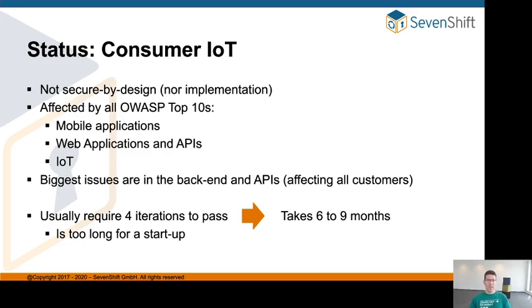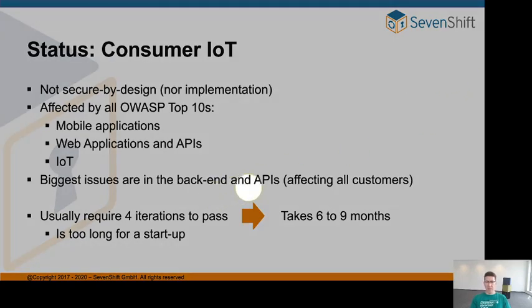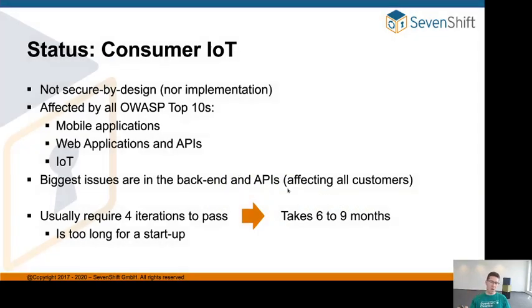So, summing this up for consumer IoT, most of them are not secured by design or implementation. They are riddled with OWASP top 10 issues in the mobile, web and APIs in IoT. Like I said, the biggest issues are in your backends and your APIs, because it will affect all of the customers and not just one user.